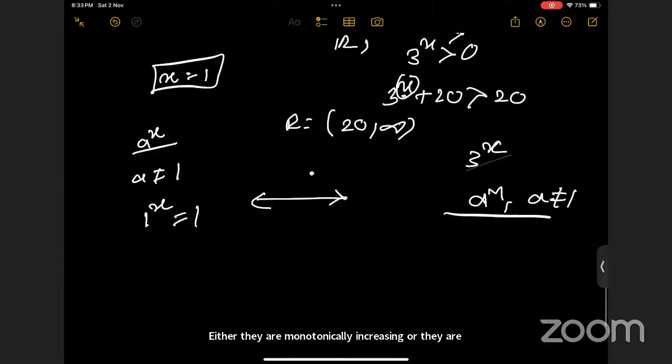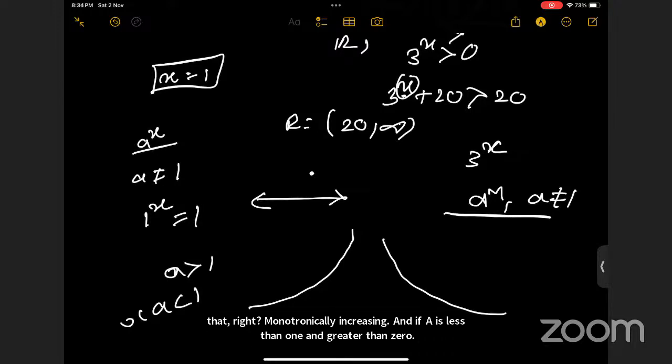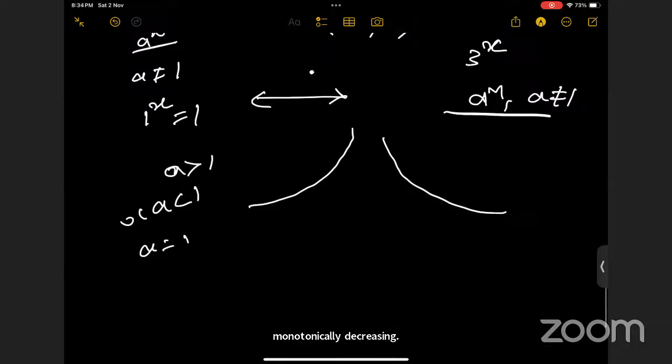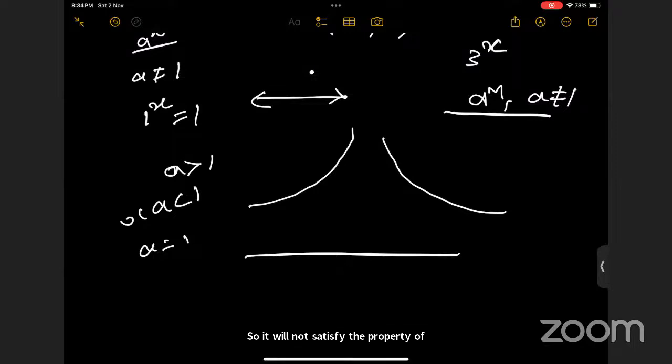So if a is greater than 1, then the graph will be like this, monotonically increasing. And if a is less than 1 and greater than 0, then the graph will be something like that, which means monotonically decreasing. But if you take a equals 1, then we will get the graph like that. So it will not satisfy the property of exponential functions, so this is not an exponential function.